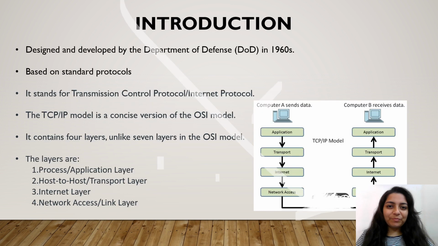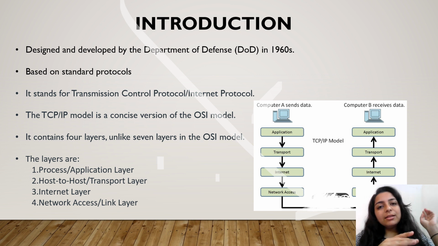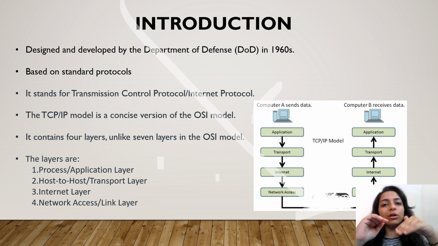Let's dive in. So, the TCP/IP model was designed and developed by the Department of Defense in the 1960s. It is based on standard protocols of networking. TCP/IP stands for Transmission Control Protocol slash Internet Protocol. This model is a smaller, concise version of the OSI model. The OSI model has 7 layers, whereas this has only 4 layers.